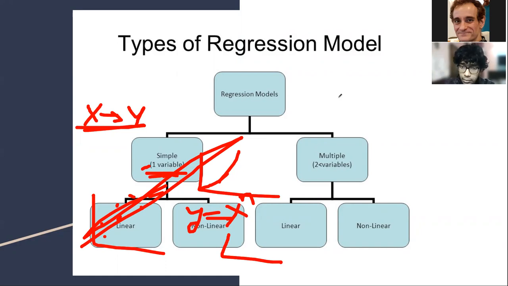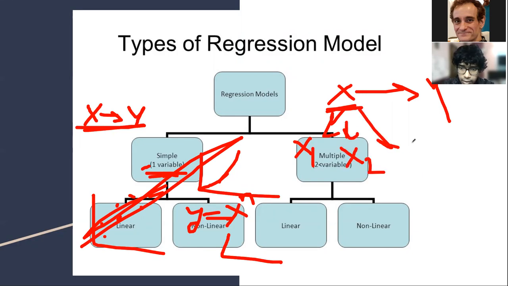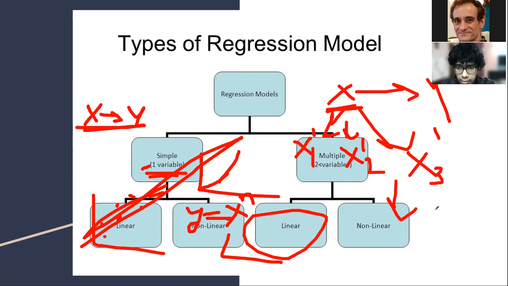Now let's say this x goes to y can be elaborated into multiple x: x1, x2, x3. Then that is a case of multiple regression. Even in multiple regression, it can be a case of x1 plus x2 plus x3 equals y, or it might be a case of x1 plus x2 square plus x3 cube equals y. If the powers are 1, it is a linear case, else it is a nonlinear case.